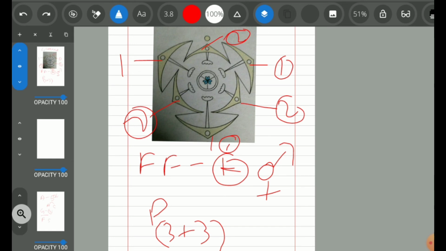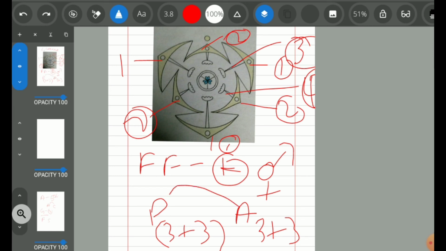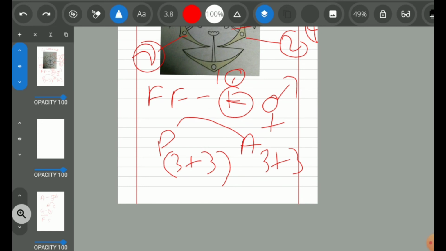Then coming to the next part, that is the androecium. Here the androecium are 6, and they are also in two different circles. This is circle number 3, and then this is circle number 4. So this is 3 plus 3, not fused. And the androecium are fused with the perianth. Then coming to the next whorl, that is the gynoecium, which is represented by G.